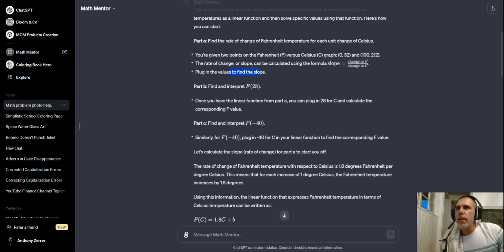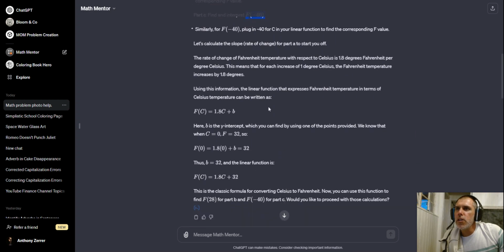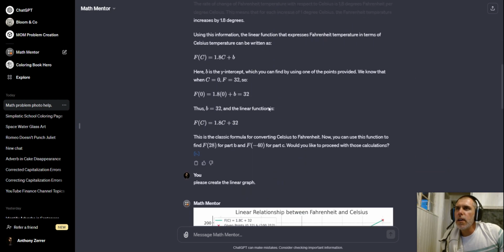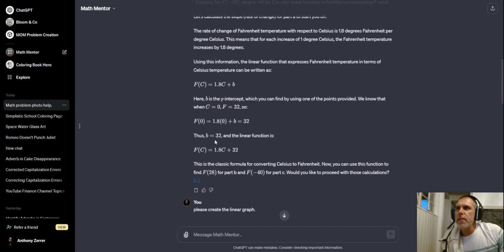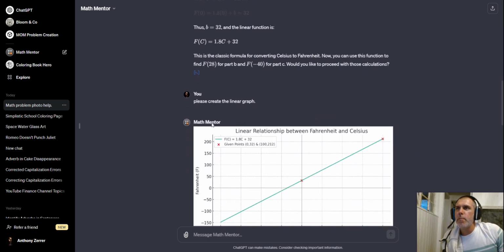But what's cool here is find and interpret f of 28 and then f of negative 40. So I think it'll start, let's see here, rate of change. Did it? No, it didn't. I mean, this is the official formula. I don't think we necessarily need that. It wants us to create the graph and then, I think, more like approximate f of 28 and f of negative 40. So here, I said, please create the graph.